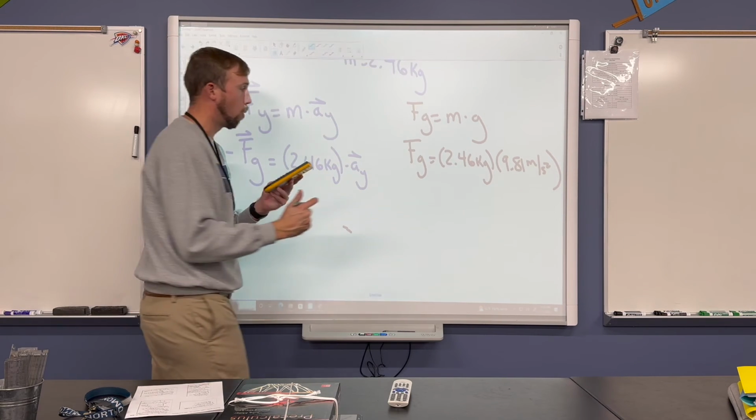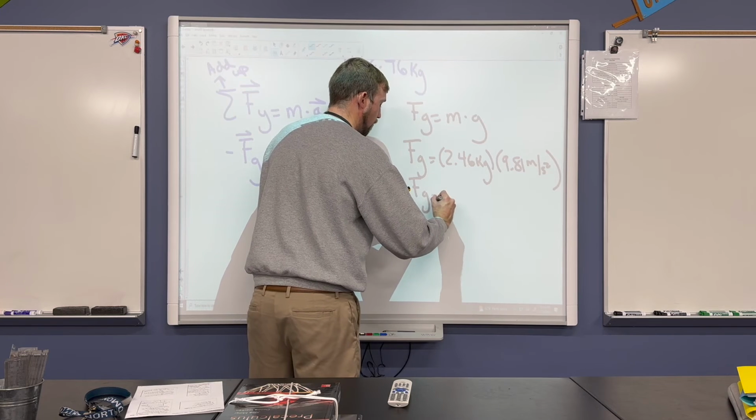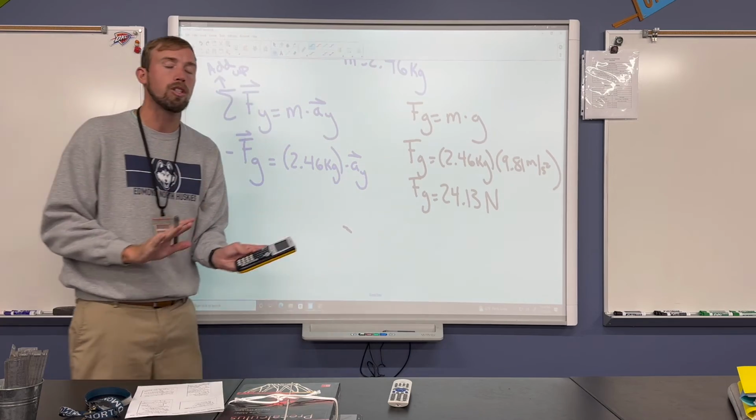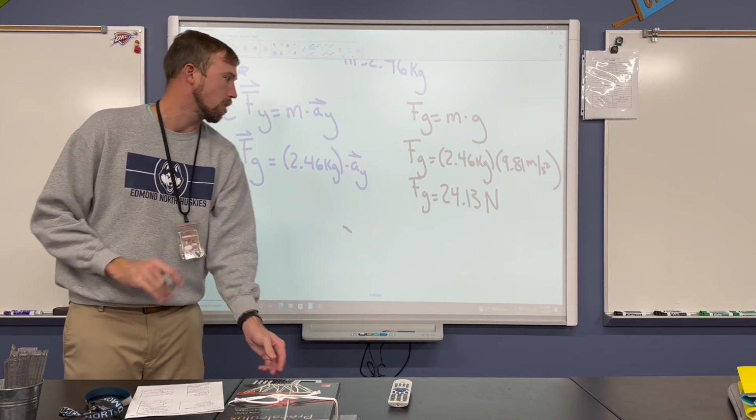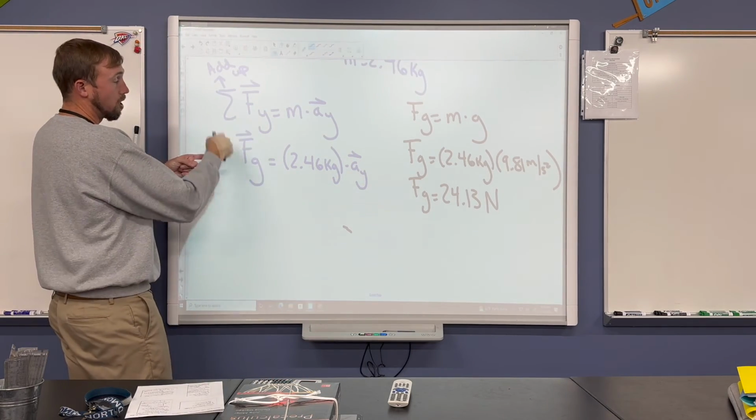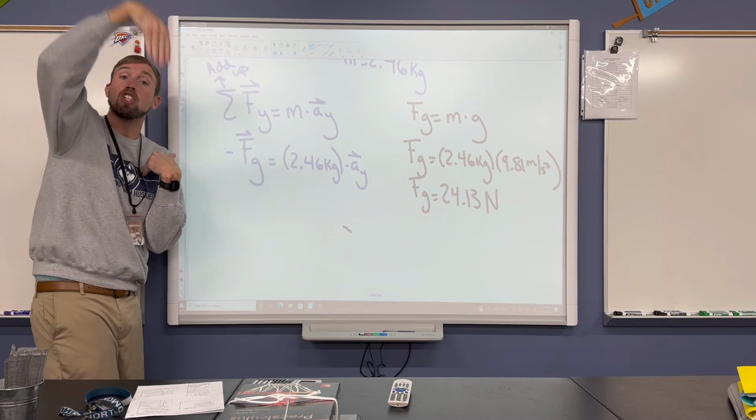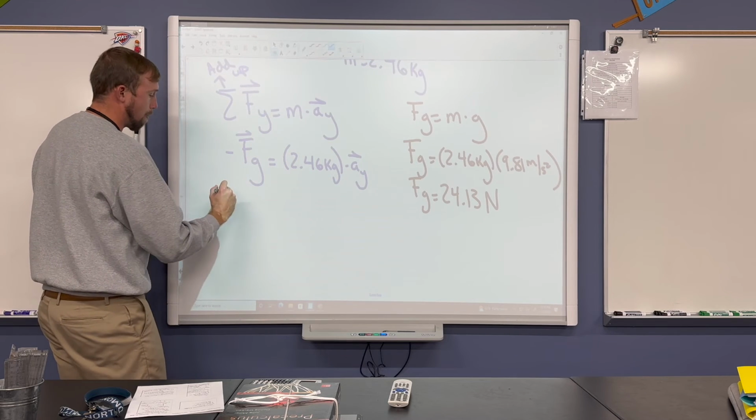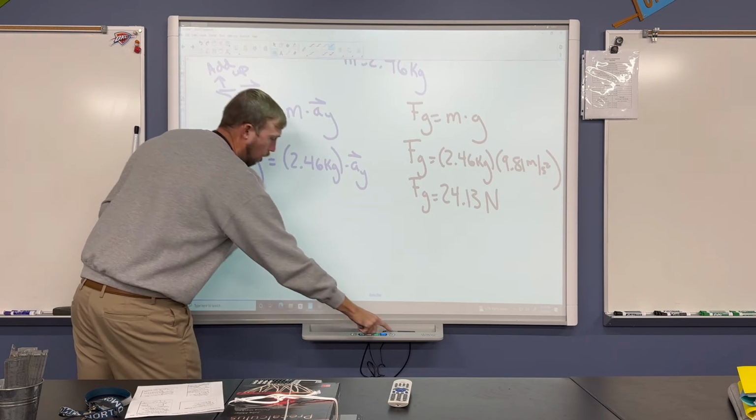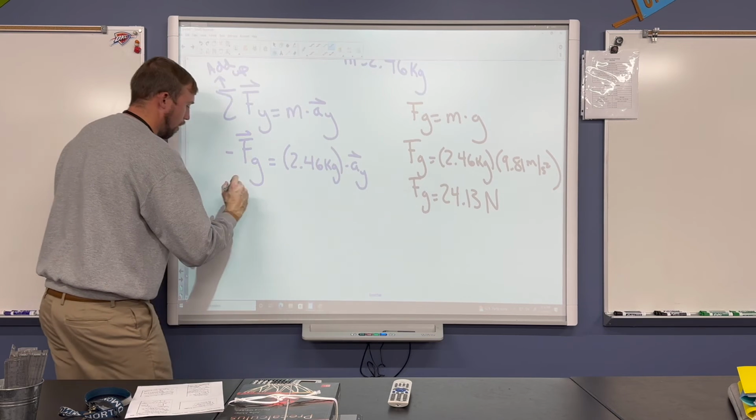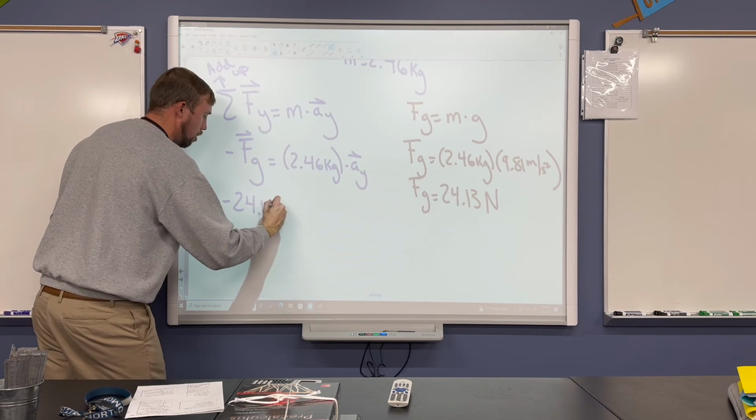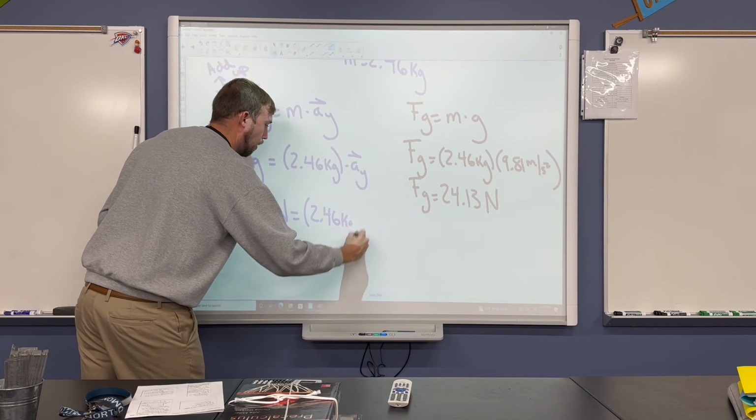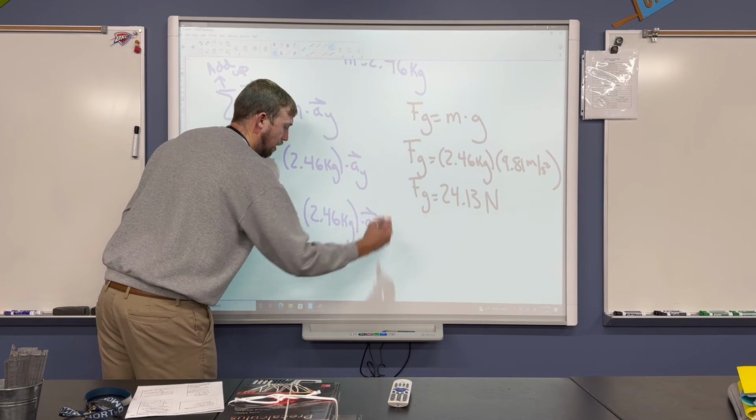So I get about 24.13. My force of gravity has a magnitude of 24.13 newtons. Again, that doesn't tell me direction, that's just telling me the magnitude of the force. So over here, I know that that force is a negative because its direction is downward. So I'm going to put that into my equation as negative 24.13 newtons, which is equal to the mass of the object, 2.46 kilograms, multiplied by acceleration in the y.